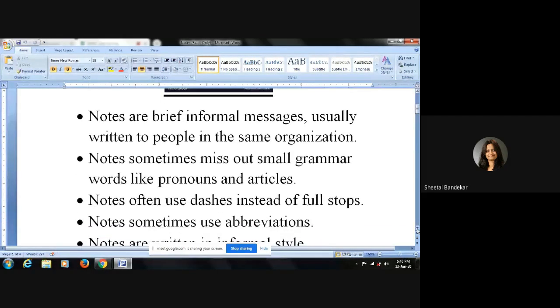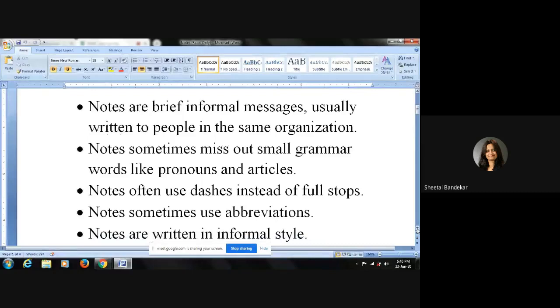So notes are written in an informal style. You don't have to be very formal, like Dear Mr. Last Name, and then Yours sincerely. All those things can be avoided. You need not be too formal.